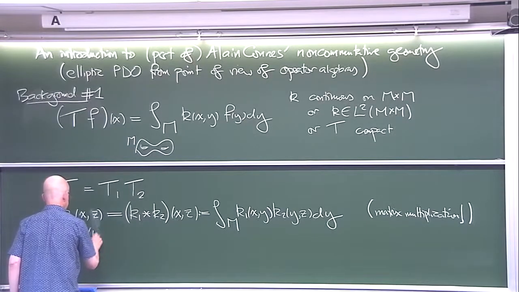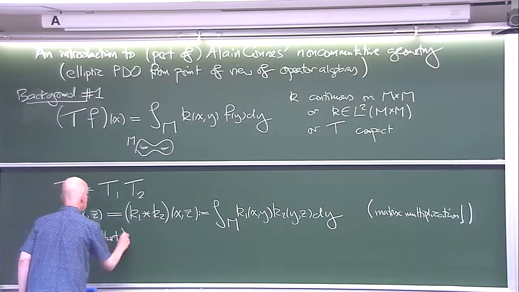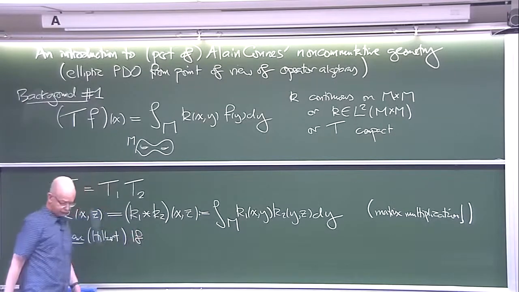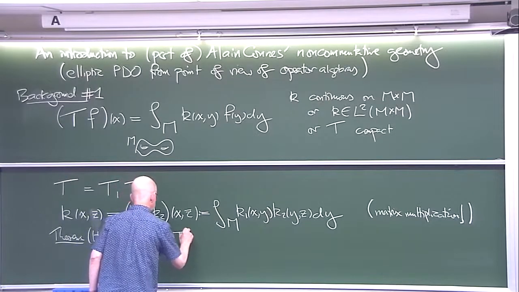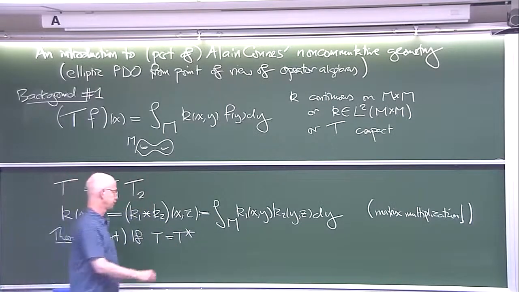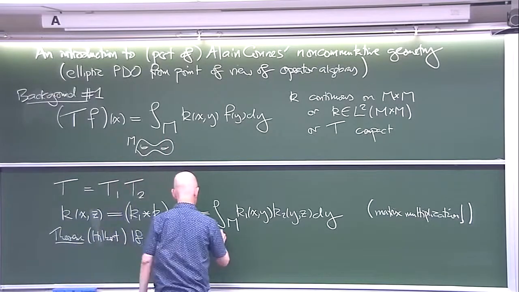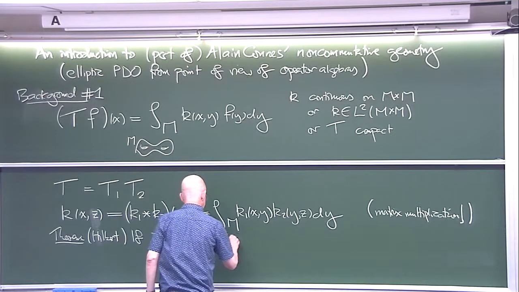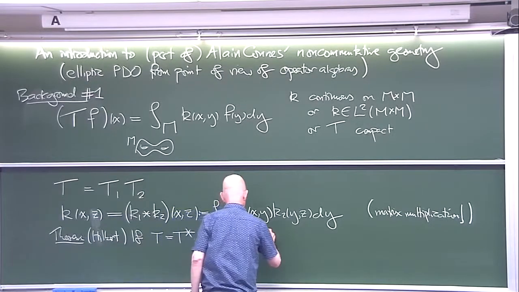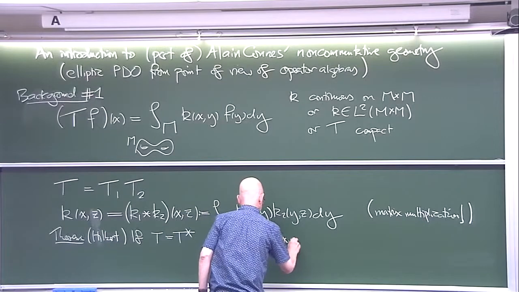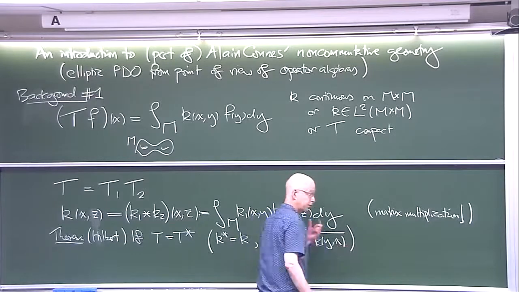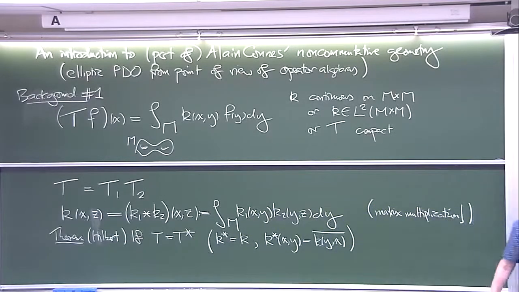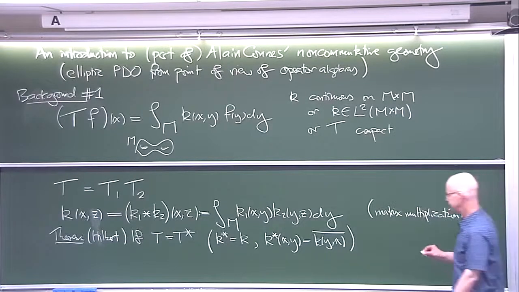So this is the famous theorem of Hilbert, which tells you how these operators behave in the case when T is self-adjoint like this. So in the language of these kernels, self-adjoint means that the adjoint kernel is equal to k itself, and k star of x,y is just k of y,x. But like you see in matrices, the ij entry of the adjoint of a matrix is the complex conjugate of the ji entry.